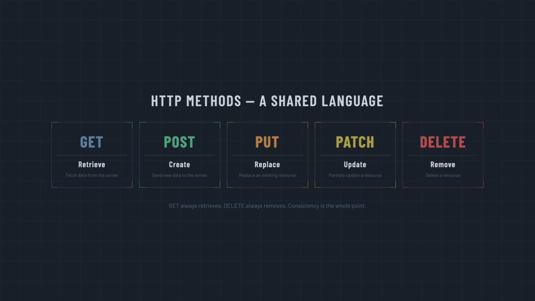Notice something important. We are not just creating endpoints like create movie, update movie, or delete movie. The resources stay the same. The HTTP method changes. This makes APIs predictable, intuitive, and easy for developers to understand without reading extensive documentation.